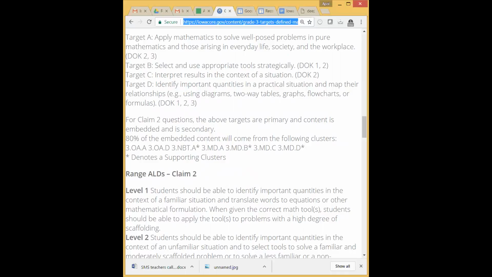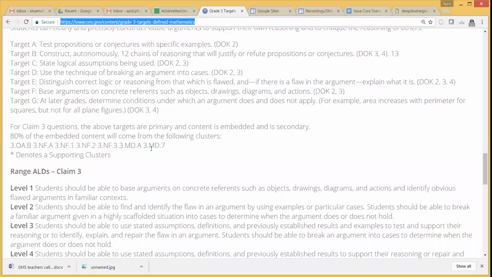3.MD.C is geometric measurement and understand the concepts of area and relate area to multiplication and addition. And then our last one is 3.MD.D, geometric measurement, recognize perimeter as an attribute of plane figures and distinguish between linear and area measurements. So I think it's easy to see that they really did identify the clusters that tend to lend themselves more to the problem solving. It doesn't mean we're not going to problem solve in any of the other clusters, but we're going to focus on the content that really lends itself well to be embedded.